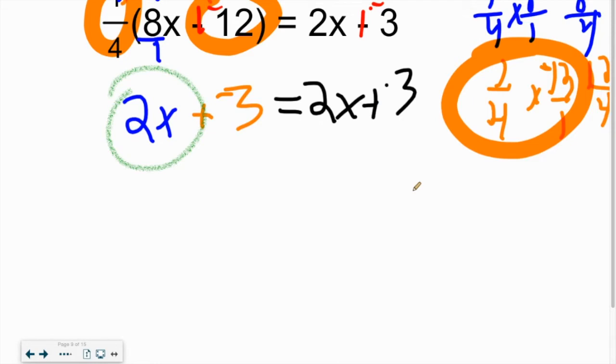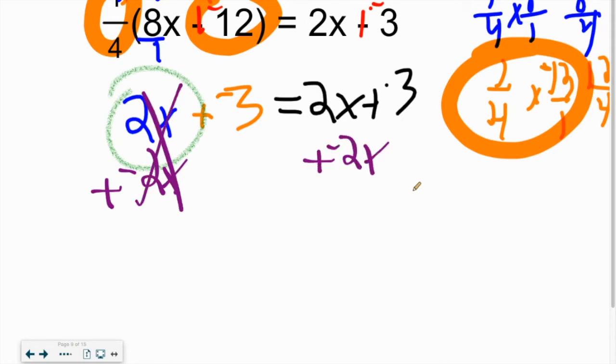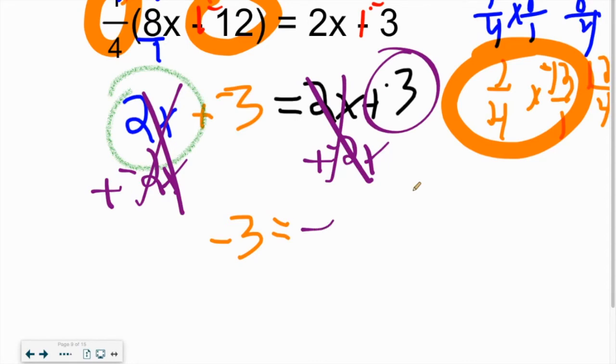So we're going to get rid of adding 2x by adding a negative 2x to both sides of the equal sign. Why? Because that cancels there. We're left with a negative 3 on the left side. Equals, and then we'll cross those off. 2x plus a negative 2x cancel. Cross it off. The only thing that's still up there is that negative 3.